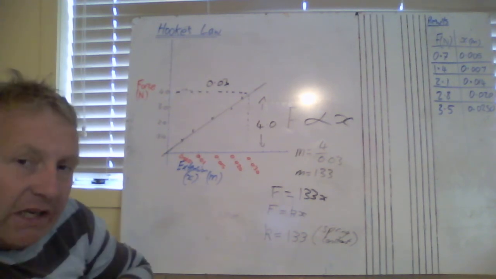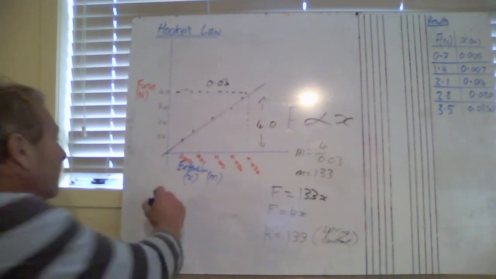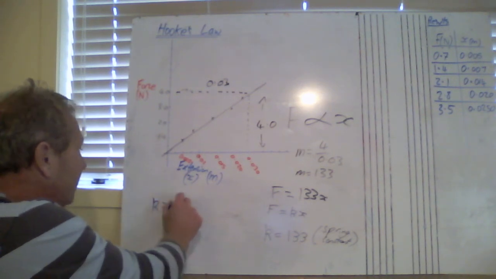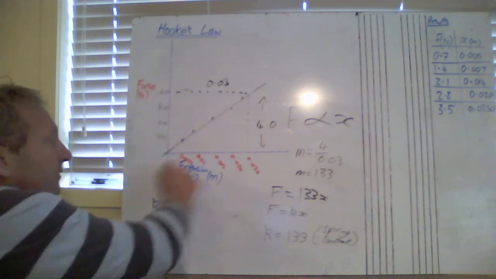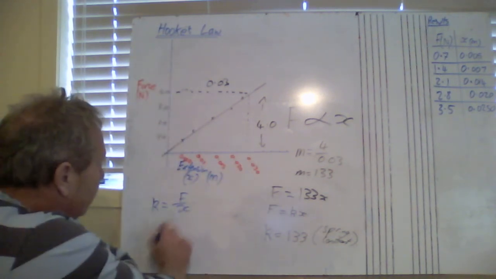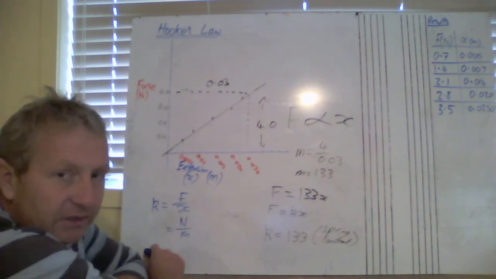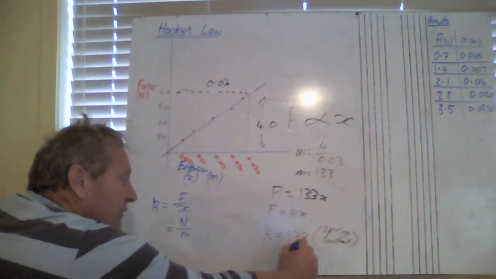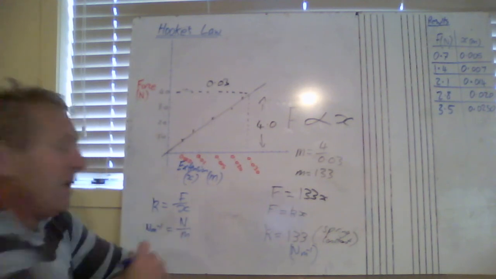What are the units of k? Let's find out. Blue pen. Rearrange that equation there, and you will get k equals F over x. That's reasonable because it's the rise over the run. If you put the units in, you get newtons divided by meters, which means the units for k must be newtons per meter. So we can put newtons per meter there as the units.